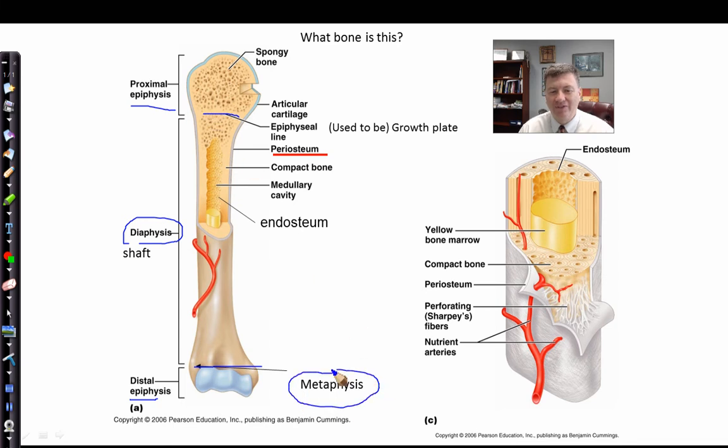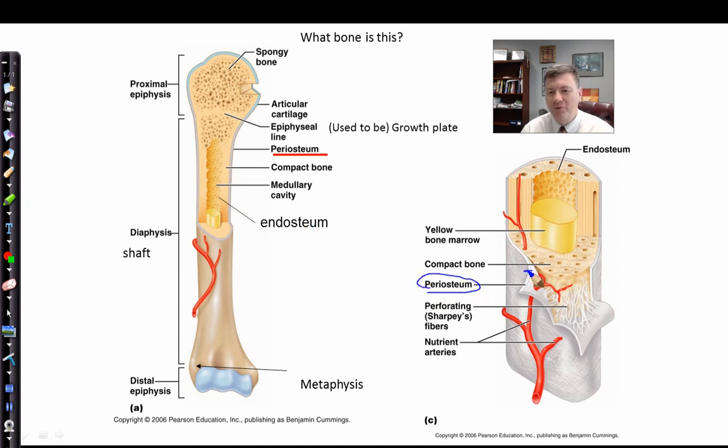There's a small region here, and you can sort of see it here. This is the metaphysis. Meta means in between, so it's a small zone between the distal epiphysis and the diaphysis here, and the proximal epiphysis and the diaphysis here, and we'll talk about what that zone refers to in just a second. The bone is covered by a membrane called the periosteum.